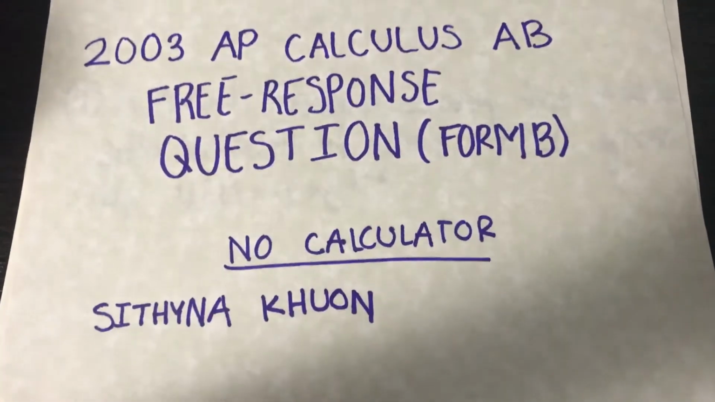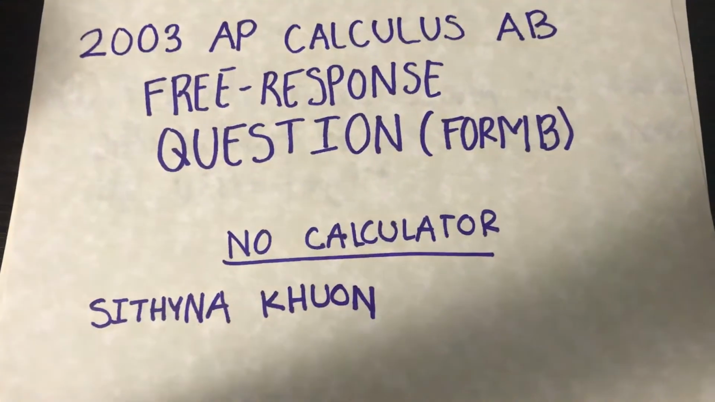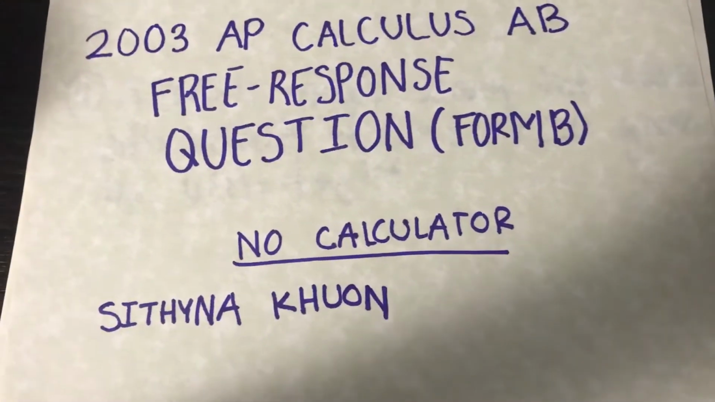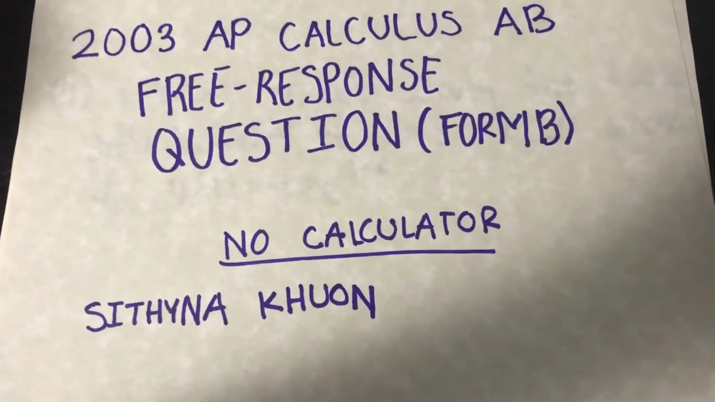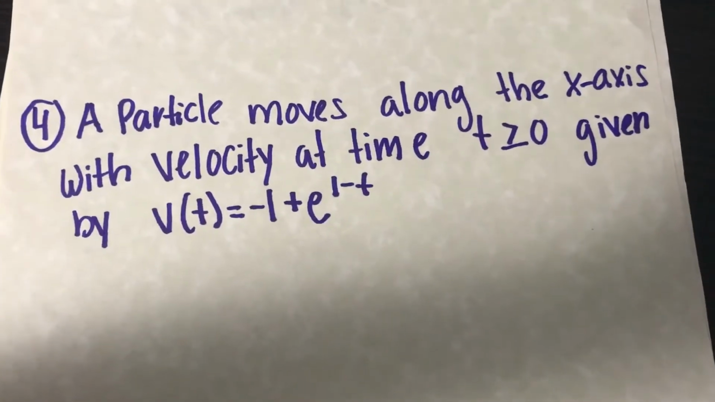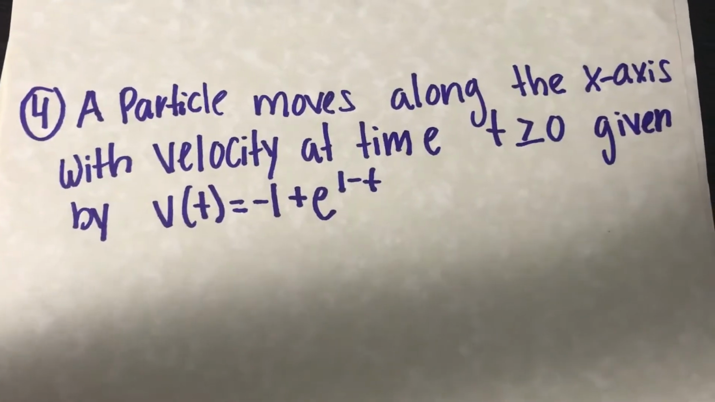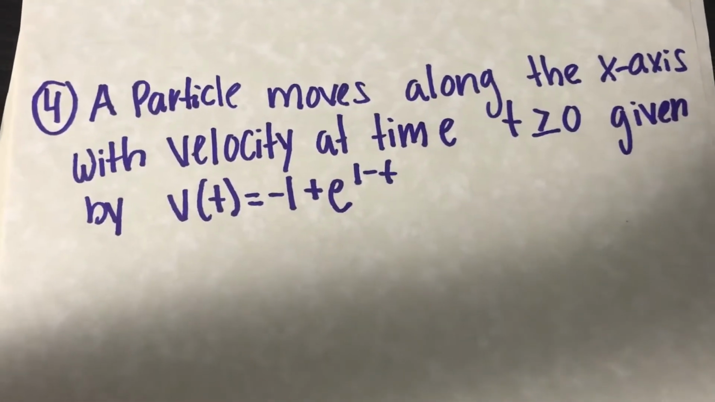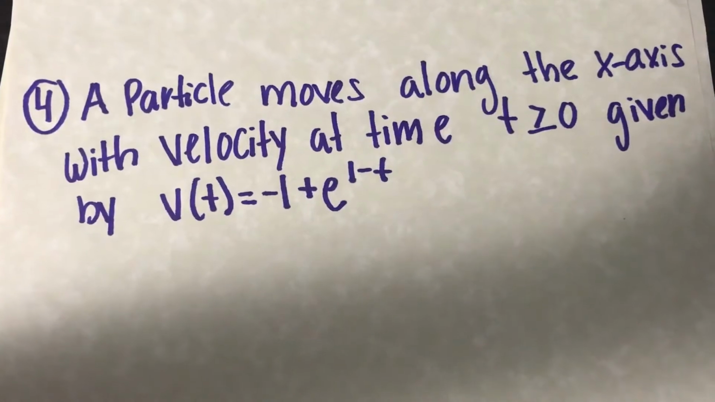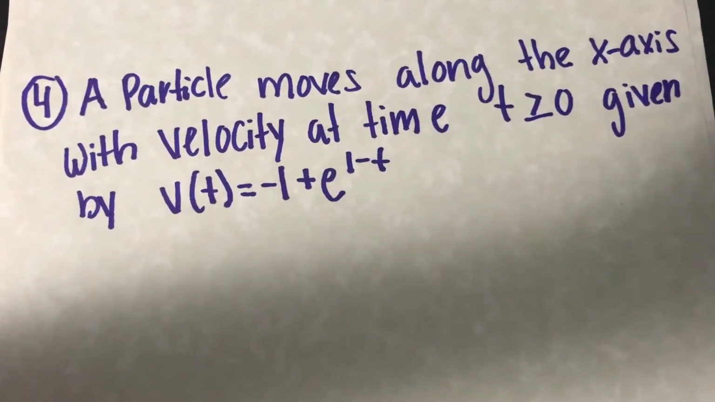Okay, hello. Today we're going to be doing the 2003 AP Calculus AB free response question, form B, with no calculator. So the question is: a particle moves along the x-axis with velocity at time t greater than 0 given by v(t) = -1 + e^(1-t).